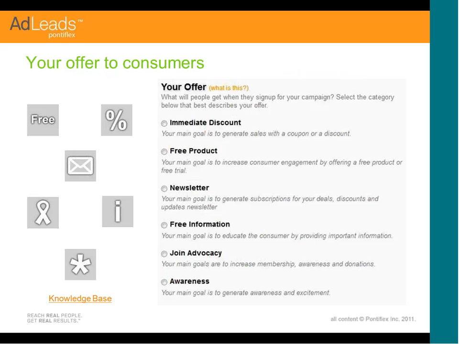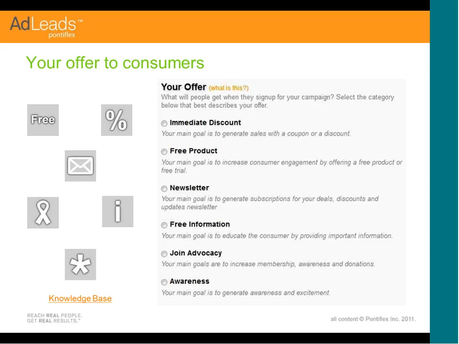So you may have seen this section. It's within the Ad Leads Campaign Builder, where you'll see selections for your offer type. And this really helps establish your overall campaign plan. You have various options, which are the immediate discount, free product, newsletter, free information, joint advocacy, and awareness. And each one is really unique in that it's representing your exact campaign goal. So as a business, you might have multiple ads running, and you might be offering different types of offers.